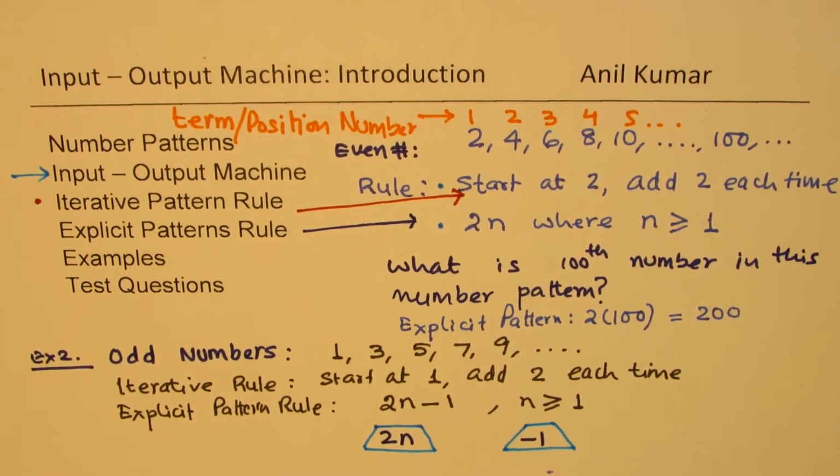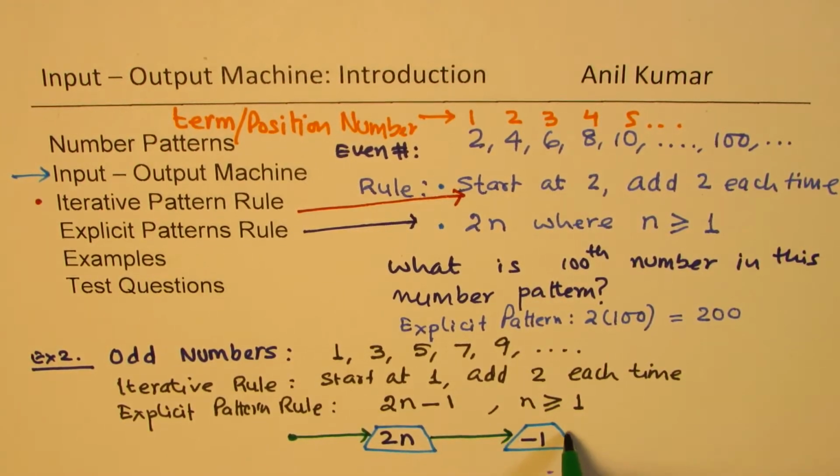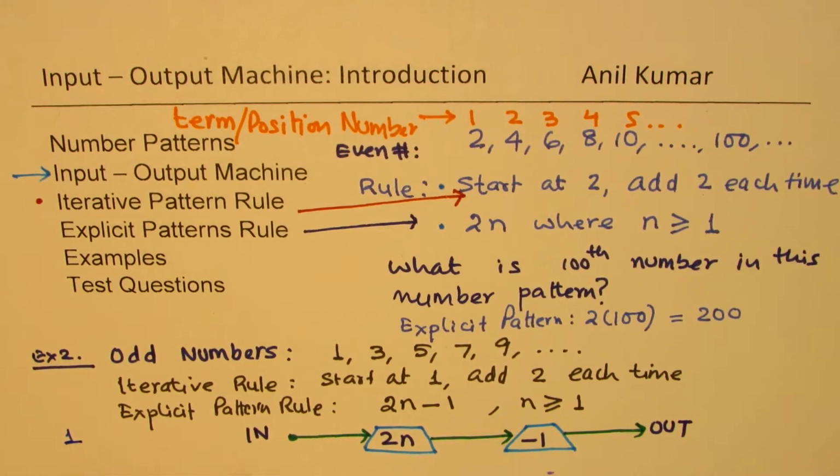Whatever numbers are coming in go through like this. Now in a machine, we call this our input, right? This becomes the input and that is the output. So we can feed in a number and see what comes out. For example, if I feed in 1, then what happens? At this stage, 1 becomes 2 times 1, so we get 2. Then when you take away 1, it becomes 1 again. So the output is 1.